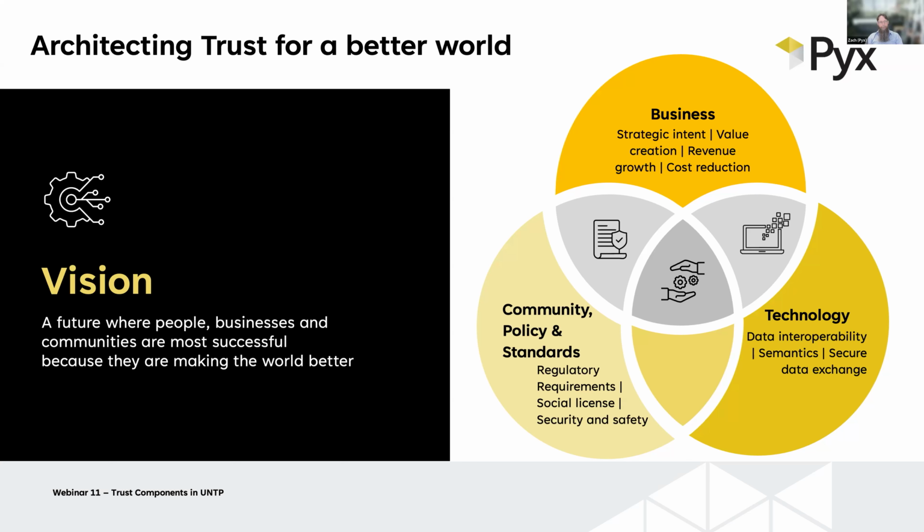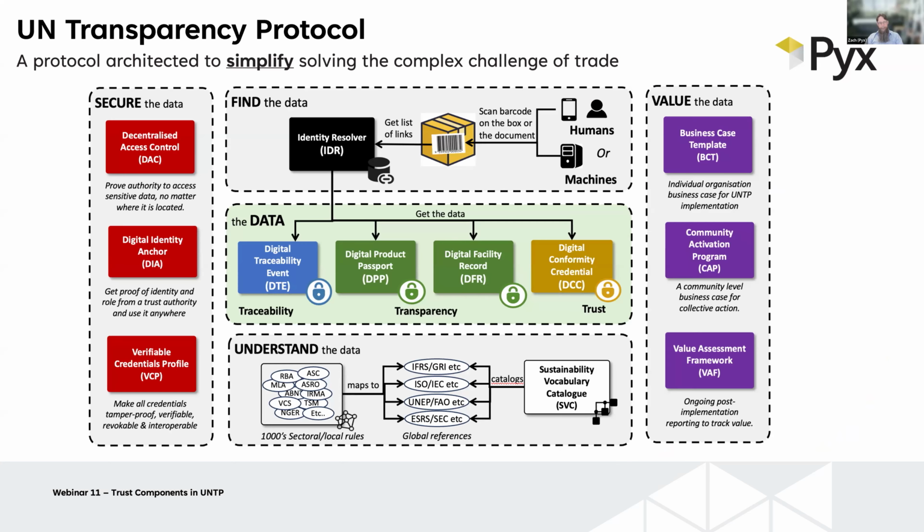One of our key tools for architecting trust is the United Nations Transparency Protocol. It's not the only one. Actually, we're going to touch on another component of this later in the presentation, which is the UNCEFACT GTR project, described as GRID. But UNTP is the starting point, and then we'll talk about GRID as we go through that. And it's a protocol architected to simplify solving the complex challenge of trade.